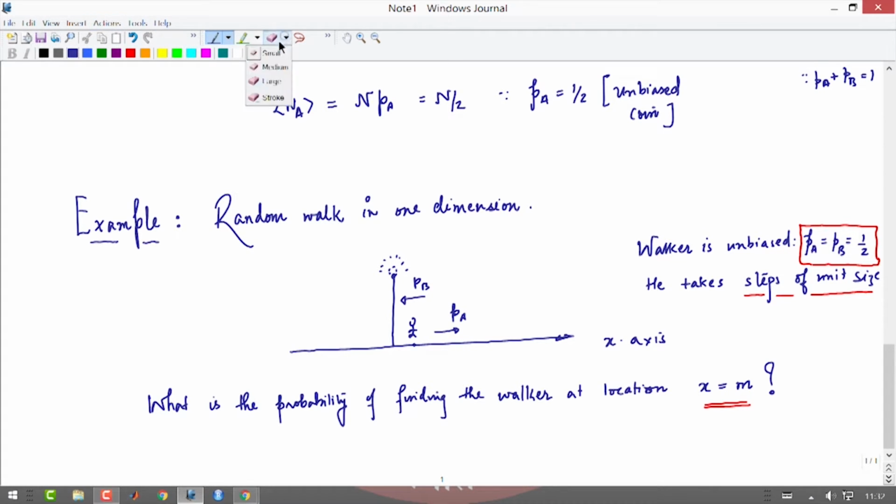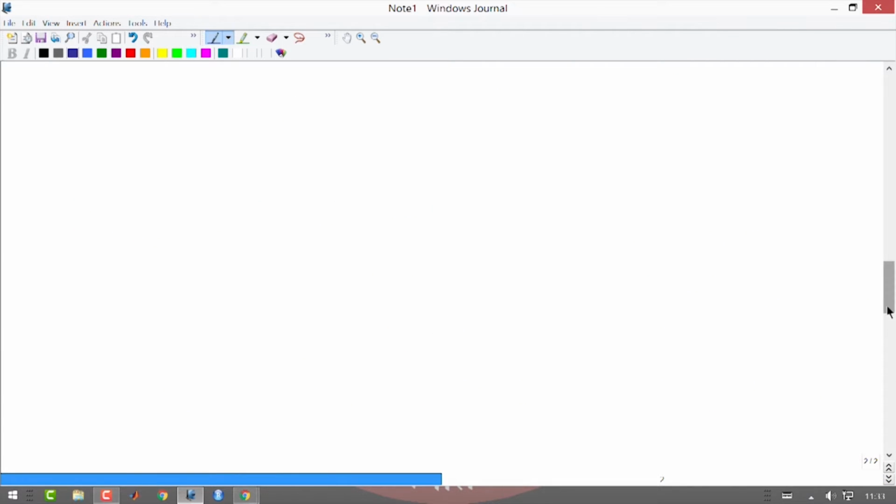Okay. So, I am going to just write down, after n steps. The question is simple. He has taken a large number of steps, let us say 1000 or 500 or 10,000 or whatever, and after these many steps, what is the probability that he is at some point m on the x axis?